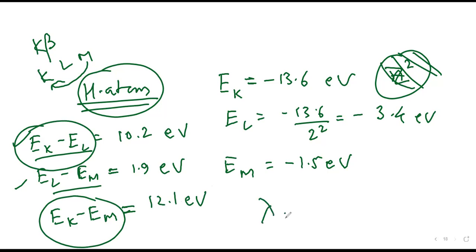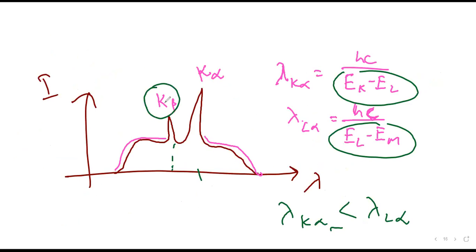That means lambda K alpha will be greater than lambda K beta, is it not? So this will be K beta, this will be K alpha. So you are 100% sure. See, always remember, to compare the values of K alpha and K beta, you need not require the atomic number. But if you want to calculate the exact value of lambda, you require what type of target atom it is.